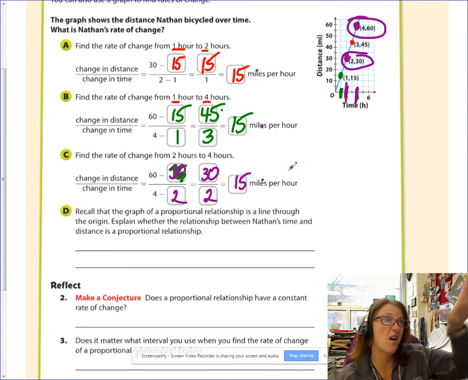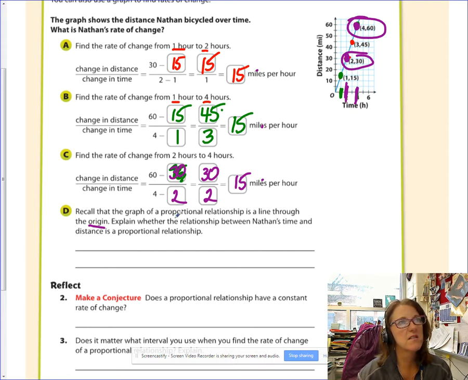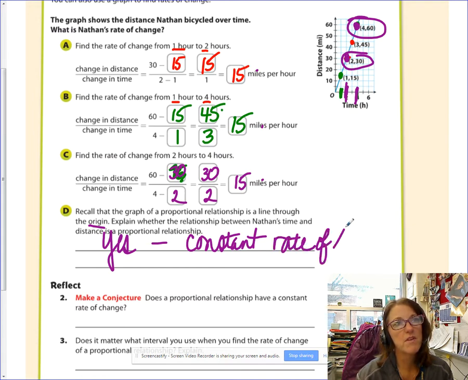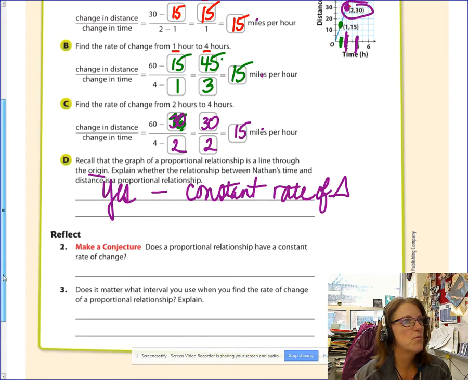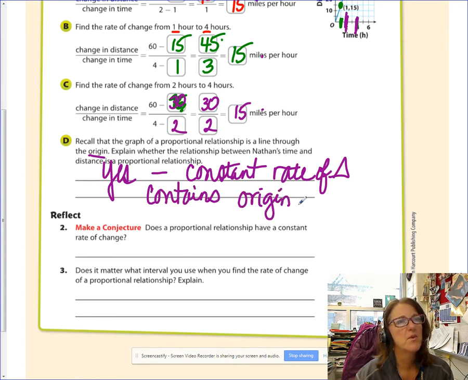A proportional graph, of course, always has a constant rate of change. So it's asking you here in D, recall that when we graphed proportional relationships, they always went through the origin. So it's asking you, is this one with Nathan's time and distance, is this a proportional relationship? Yes, it has a constant rate of change and it goes through the origin. I'm going to abbreviate. You make yours look nicer, more grammatically correct. Okay? It contains the origin, which is (0, 0).